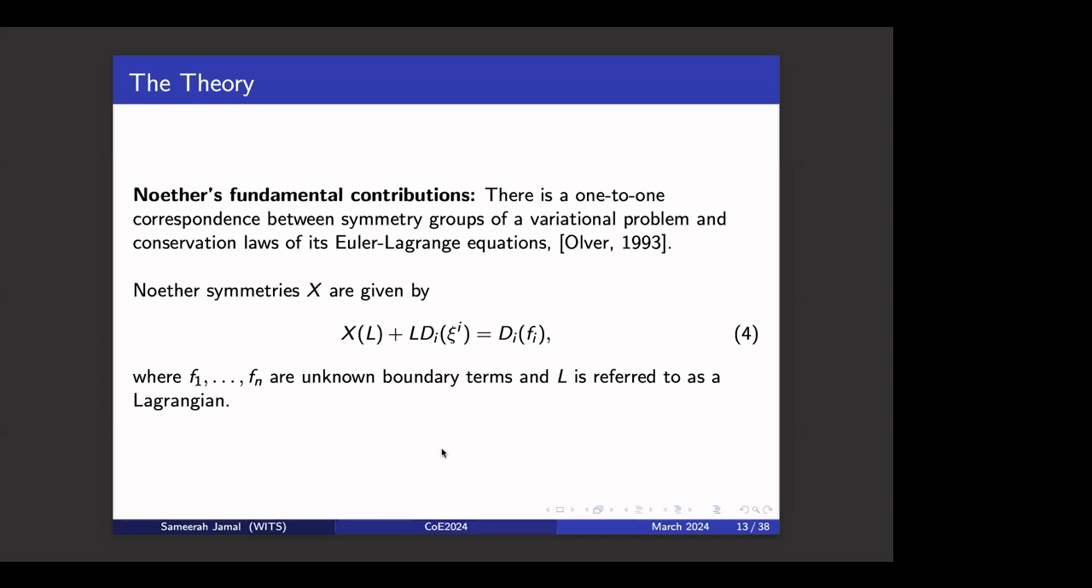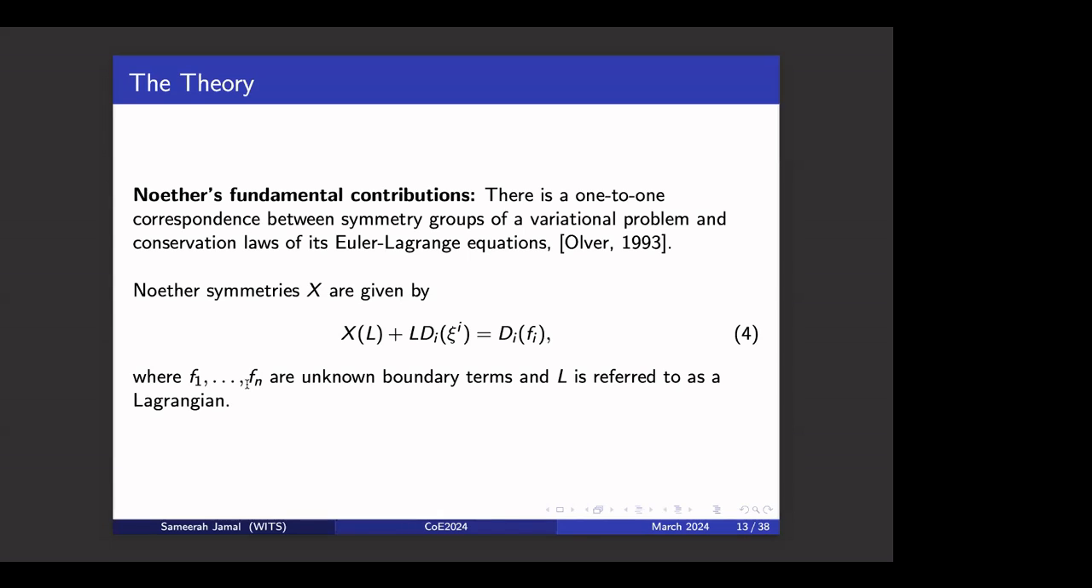So Noether symmetries are given by equation number 4. This too is quite algorithmic to solve. You have this condition. Xi again is the symmetry coefficient from before. Capital X is the same symmetry. L is the Lagrangian. And you have these unknown boundary terms that you can solve for in the process.